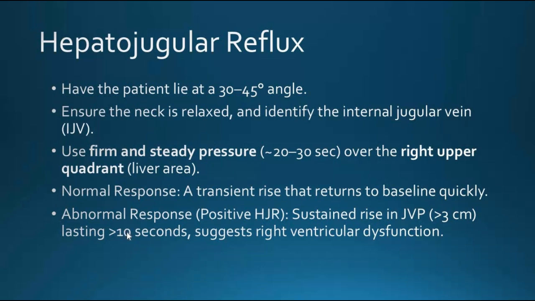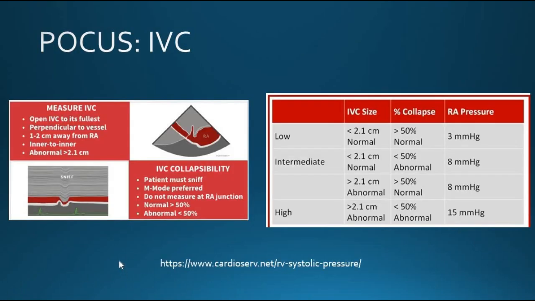An abnormal response, which indicates positive hepatojugular reflux, is a sustained rise in jugular venous pressure greater than 3 centimeters, lasting greater than 10 seconds, and that is with the pressure still held, and this suggests right ventricular dysfunction. Next, we'll talk about the IVC using ultrasound.